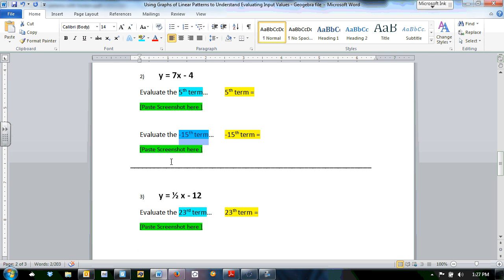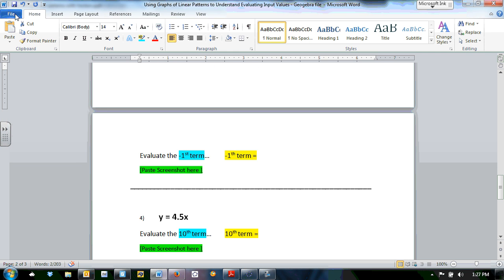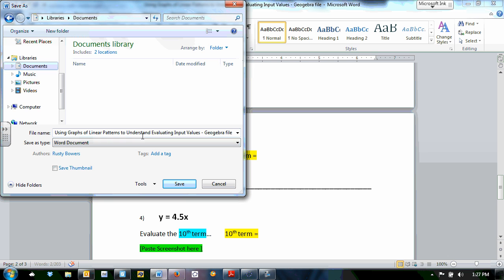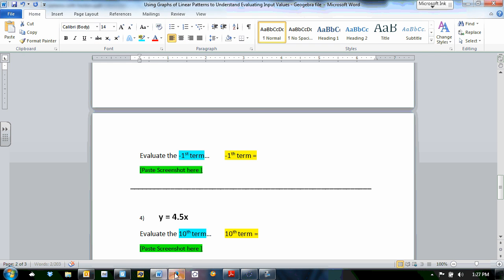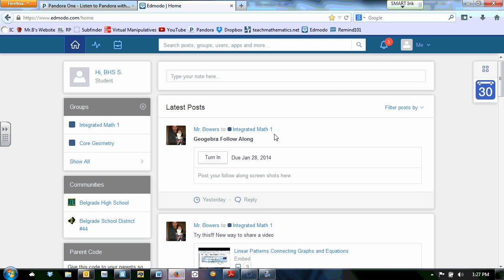So then when they're all done with that, they do all 5 of them. Then they're going to save it. So I'm going to save mine as Bowers example. Okay, so I'm saving my documents. Now, once they get that saved, all they have to do to give me their assignment is go onto their Edmodo account, which I've been using. I set up a homework assignment here.